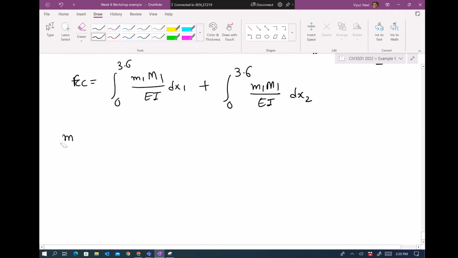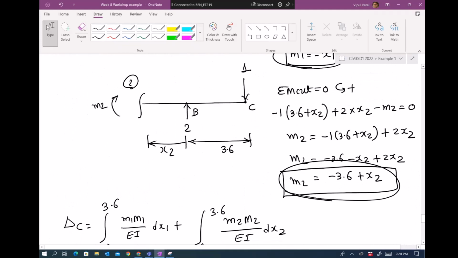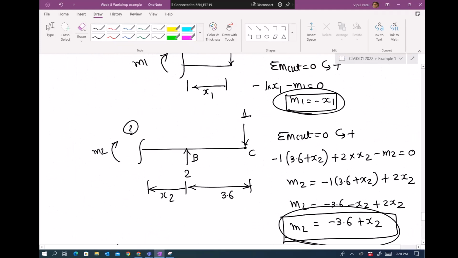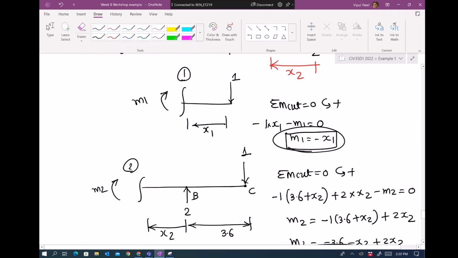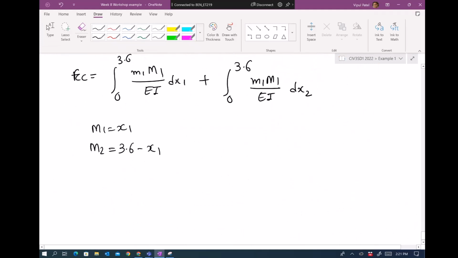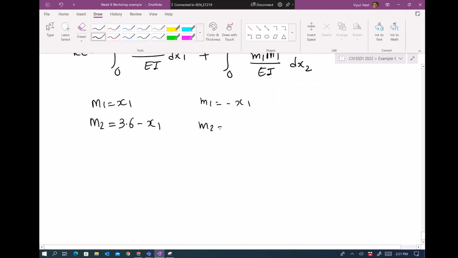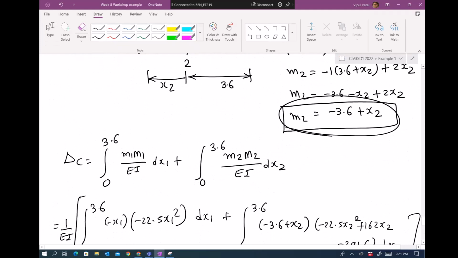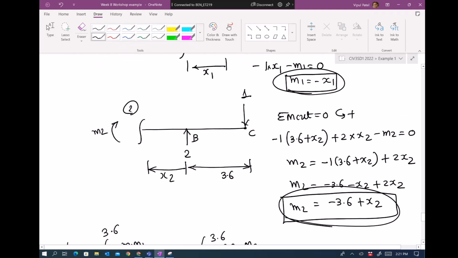So capital M1 equals positive X1, capital M2 would be 3.6 minus X1. Does it work or no? Or would it be different? That is the virtual result, but in the virtual one, the load 1 is coming downwards. In this one, upwards. And then you have small m1, same thing. Small m1 is x1, small m2 is 3.6 minus x2. This is x2. Right, so positive 3.6.